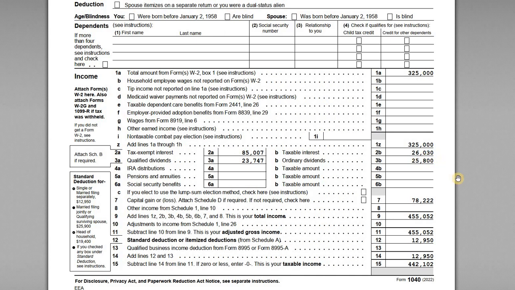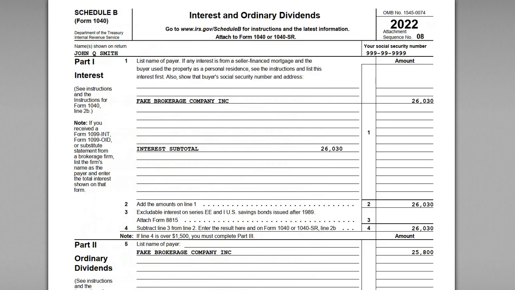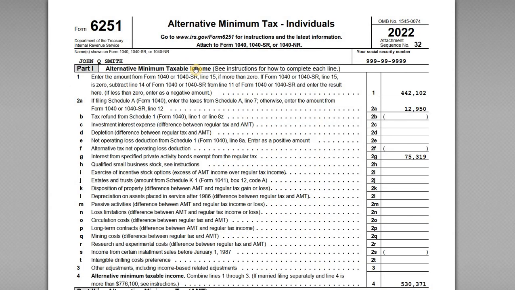And notice it's not being included in taxable interest, right? So everything is exempt from federal income tax purposes, regular federal income tax purposes. But what do we do with the private activity bond adjustment? This is where we have to make a change on the 6251. So 6251, line 2G is where we report that interest from specified private activity bonds, right? So there's the $75,319 that's being added back.